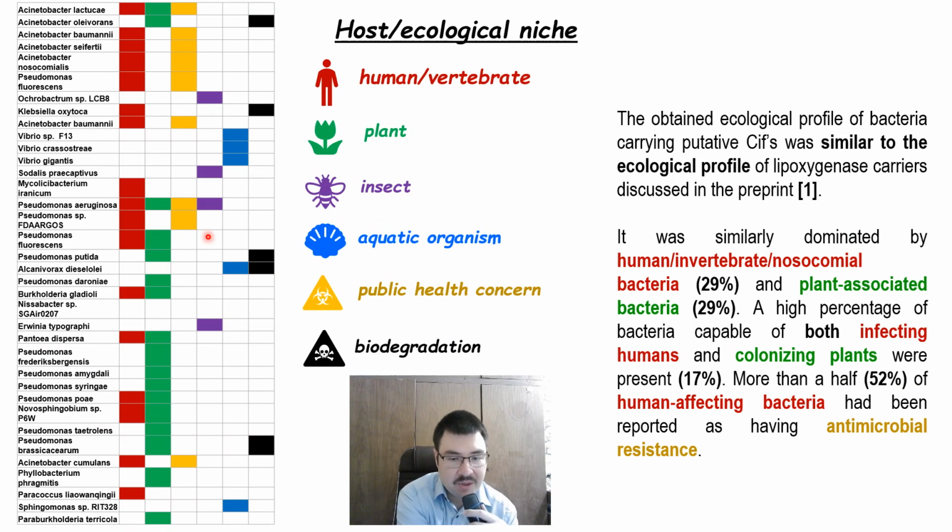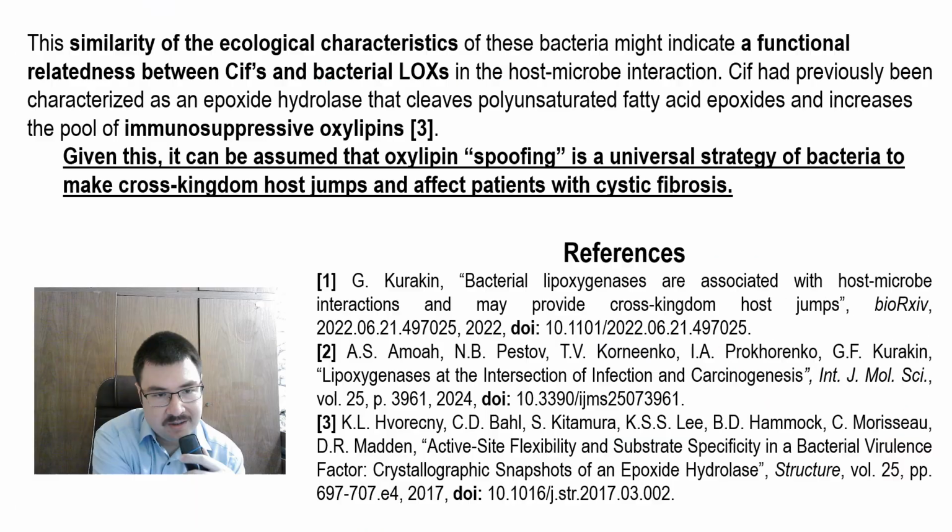But this time without network analysis. But in this table, you can see similar association. A lot of human opportunistic pathogens, a lot of plant pathogens, a lot of bacteria with antimicrobial resistance, and a lot of bacteria have overlapped functions between affecting plants and affecting humans. So the ecological characteristics of these enzymes, CIF and lipoxygenases, are similar.